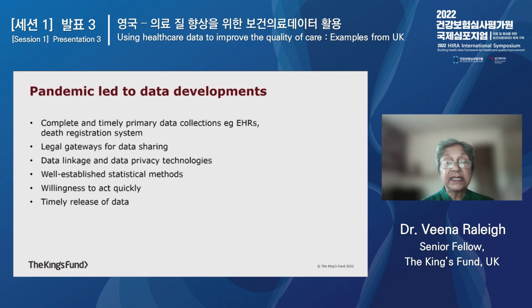So I'd mentioned earlier that the pandemic led to tremendous data developments. The electronic record systems helped. We have good legal gateways for sharing of data and record linkage, which put a lot of restrictions around privacy and so on. So there's no risk of disclosure of patient identity. We have well-established statistical routines for running queries on this data. And in the pandemic, there was a real move to try and release this data as quickly as possible.